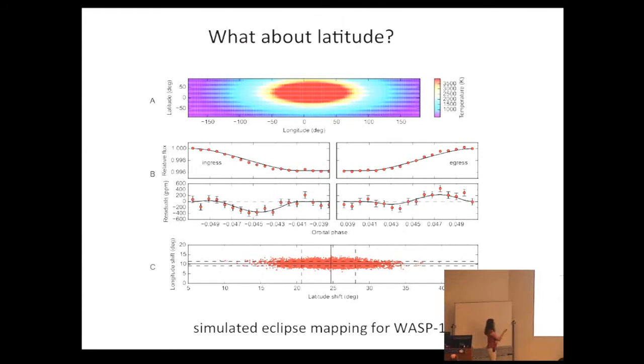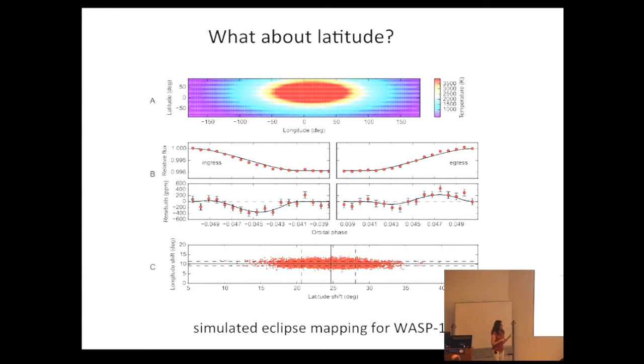And what you do is you measure a very, very precise eclipse light curve for the planet. And I'm showing just the ingress and egress here. That's why it looks so weird. And if you have an asymmetric distribution of brightness on the planet's photosphere, that can show up as anomalies in the shape of the phase curve. And you can then retrieve the latitude and the longitude of the hotspot on the planet.